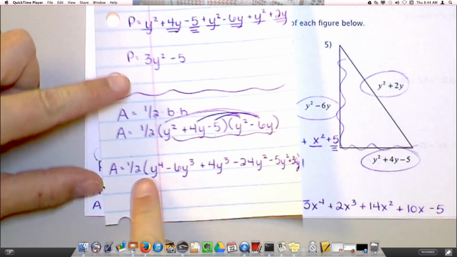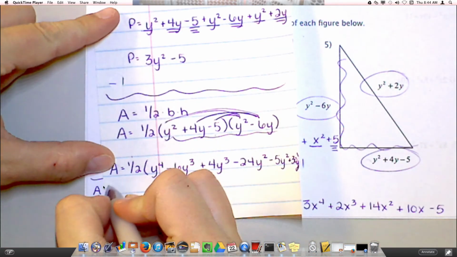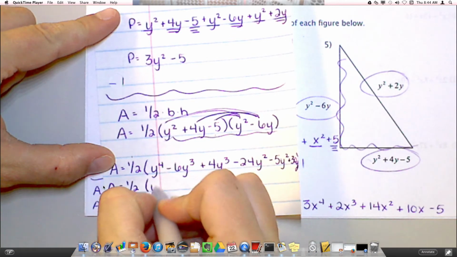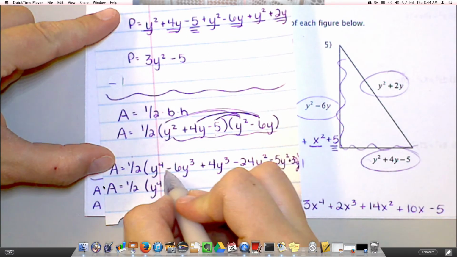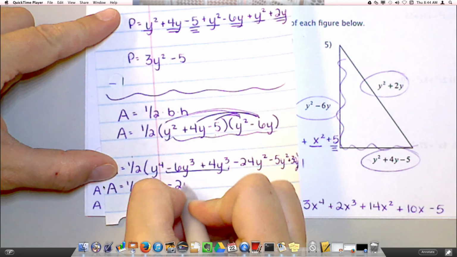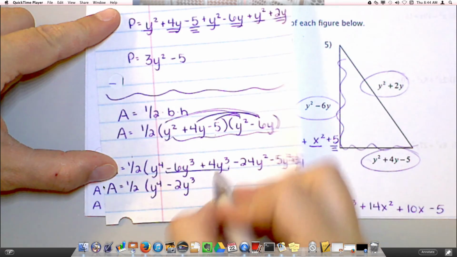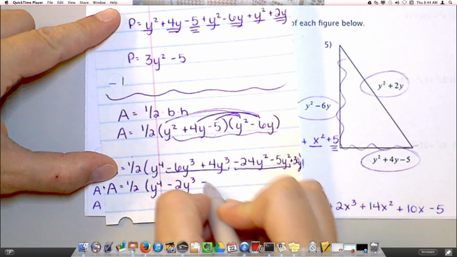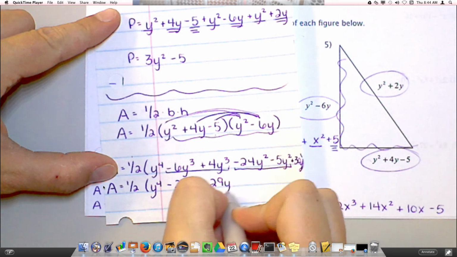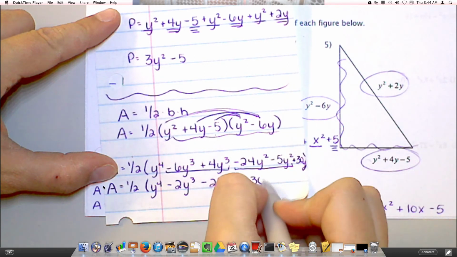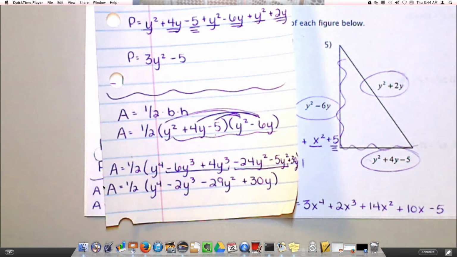Now I'm going to go ahead and combine whatever I can in here. So area equals 1/2 y to the 4th. I've got negative 6y to the 3rd and 4y to the 3rd, which makes negative 2y to the 3rd. Negative 24y squared and negative 5y squared makes negative 29y squared. And then plus 30y. And now after all that, I'm going to deal with the 1/2. What do I do with the 1/2?